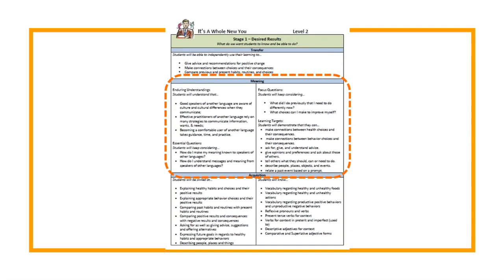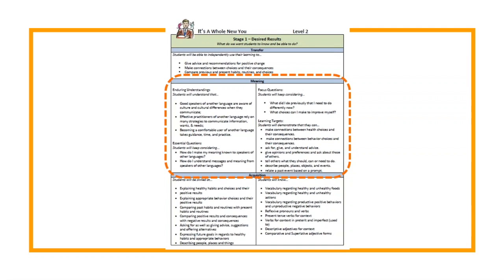So the difference is that our focus questions are the questions about the content of our unit. These are the questions that organize the unit. What did I do previously that I need to do differently now? The title of our unit is It's a Whole New You. So what did I do before that I need to do differently now? I'm a 9th grader, I'm a 10th grader. And then what choices can I make to improve myself? Then we have our learning targets. The focus questions and the learning targets go together. Students will keep considering those two focus questions, and for the learning targets, they will demonstrate that they can.